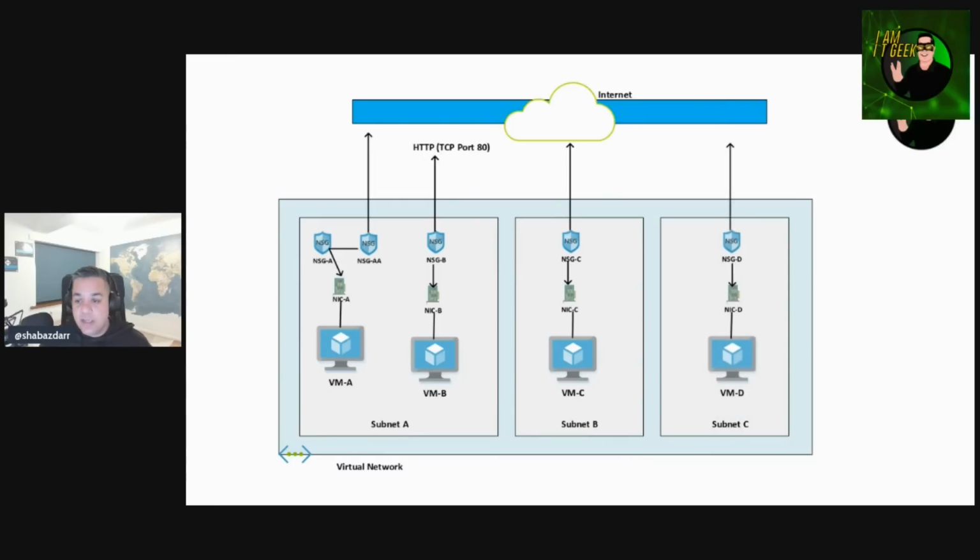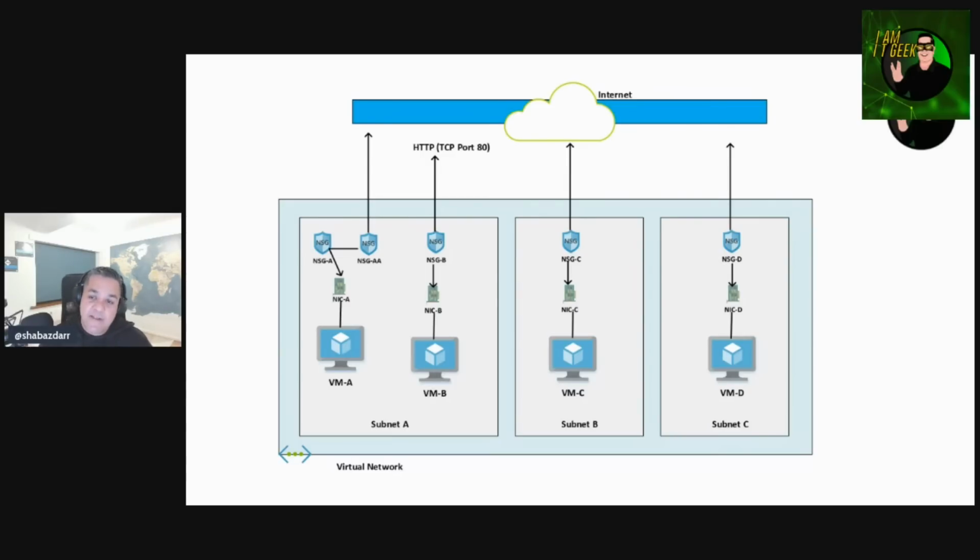Finally, if we look at subnet C, we've got VM D. And here, traffic is allowed to VM D because the network security group isn't associated to the subnet or the network interface in the virtual machine. So all network traffic is allowed through the subnet to a network interface if they don't have an NSG associated to them. So that's like with no NSG protection at all.